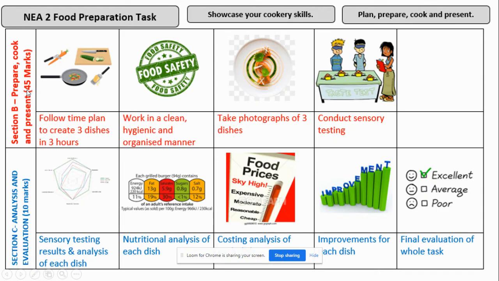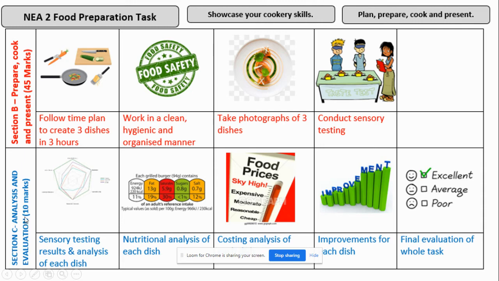45 marks is attributed to cooking. So if you have enjoyed your cooking lessons thus far, from year 7 to year 9, you'll be glad to hear that a large chunk of this coursework is cooking. So being assessed on your organisation skills, your planning skills, your cooking skills, and your presenting skills. So 45 marks is quite a large chunk. Something to consider going forward.